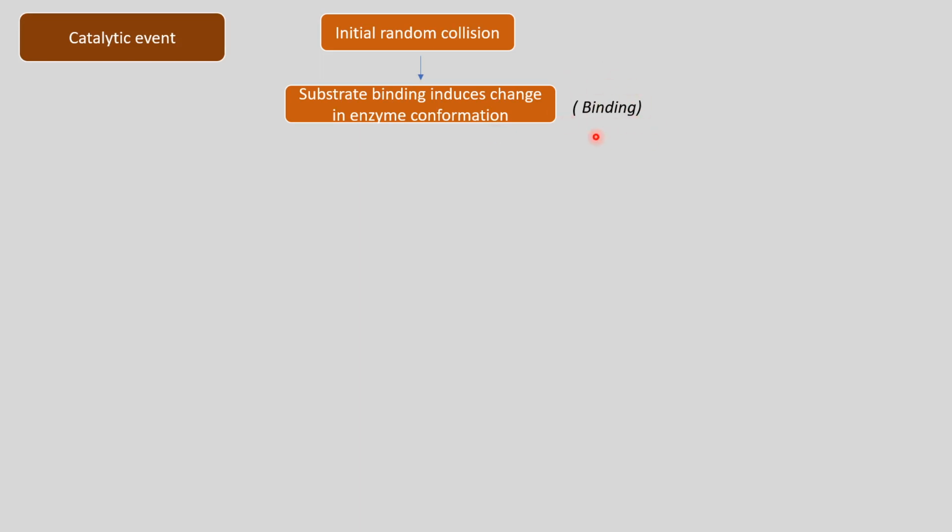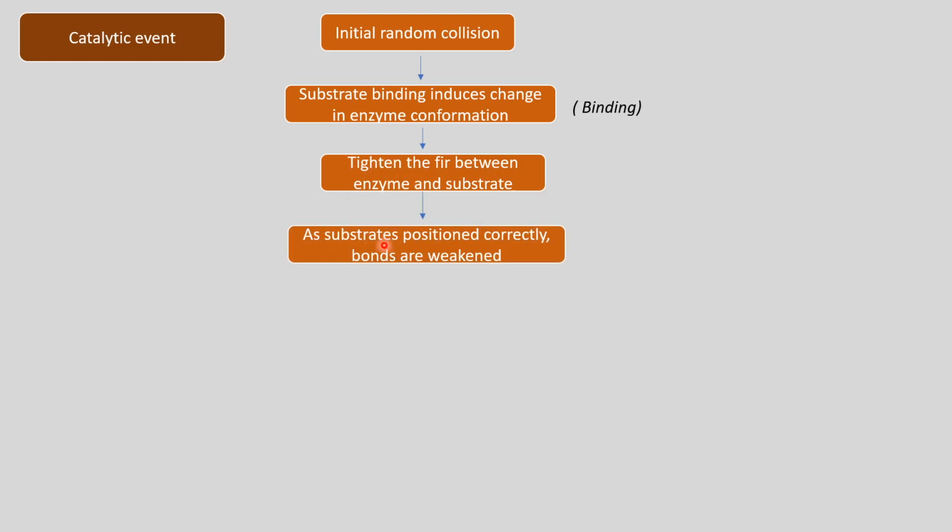This is the process of binding. Right, now this change tightens the fit between enzyme and substrate. So this change is important because it brings the tightening of the fit between the enzyme and the substrate. As the substrate gets positioned correctly, bonds are weakened, and this is important for catalytic attack. Now this catalytic attack means activation, that is, the substrate gets activated for the reaction to proceed.